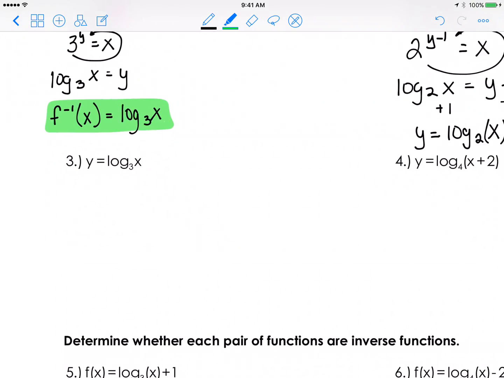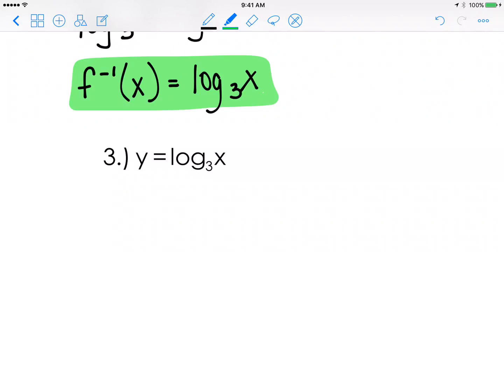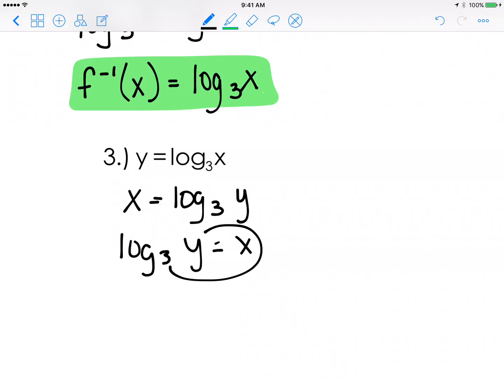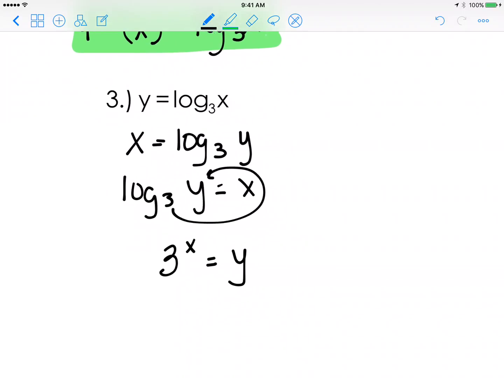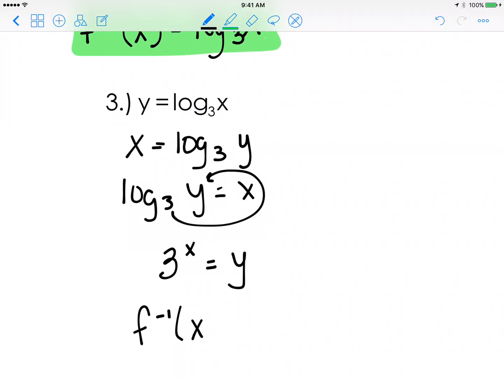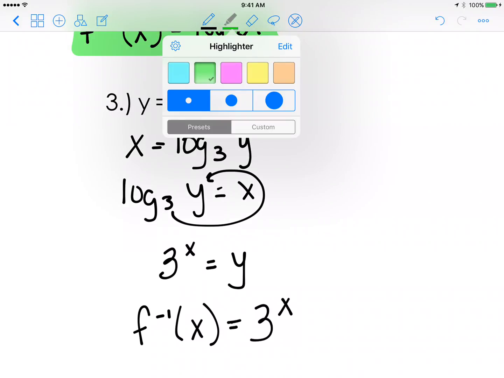Now let's do it where we're given the log. If we're given a log, let's go ahead and switch our x and y's. x equals log base 3 of y. So this time we're going to do the opposite. We're going to change it into exponential function notation. So let's do our loop. So you get 3 to the x equals y. And that's it. Now write it in inverse notation. And then there's our answer.